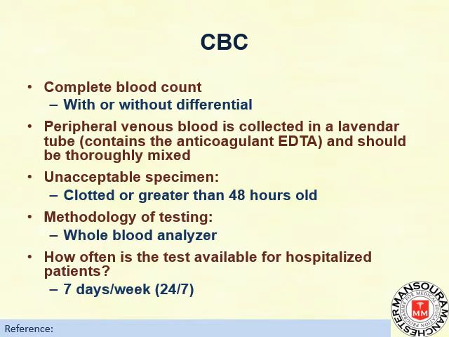The CBC stands for complete blood count with or without differential. We have to know that the peripheral venous blood is collected in a purple top tube containing EDTA, which is ethylene diamine tetraacetic acid. It's an anticoagulant, and the sample should be mixed gently and thoroughly in order to prevent clotting of the sample. If we have a clotted sample or a sample that stayed on the bench for more than 48 hours, it should be rejected as unacceptable for doing a complete blood count.